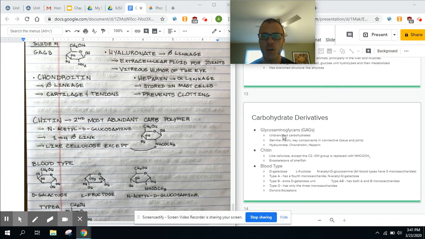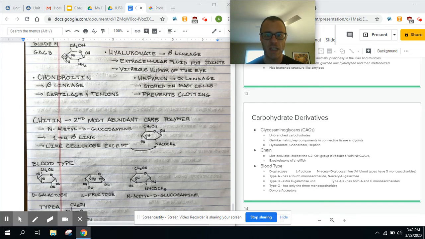These glycosaminoglycans, or GAGs as they're called, what a great name. These are unbranched carbohydrates, all right? And they form a gel-like matrix, all right? And that gel thing is actually really important because we need that squishy stuff in between our bones. And so here we have hyaluronate, which uses beta linkage.